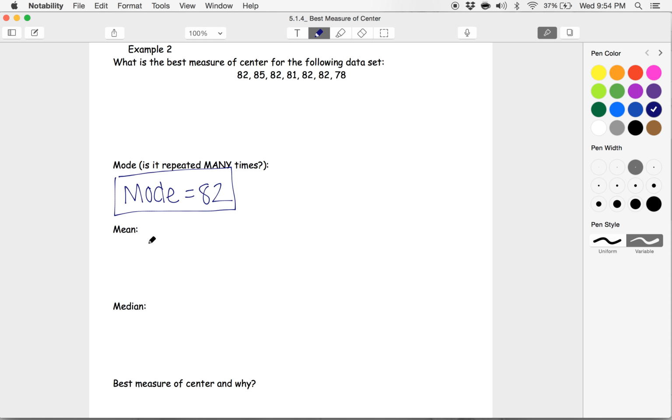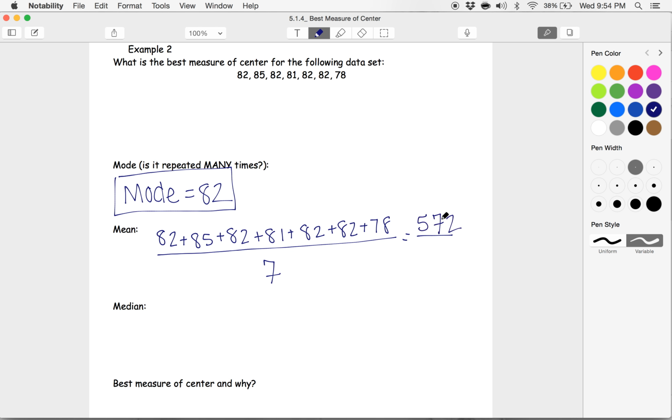Next, I need to look up the mean. To do the mean, I have to add all of the values. I'm finding the sum of the data sets. And then I divide that by how many data points? 1, 2, 3, 4, 5, 6, 7 by 7. Okay, I'm going to find the sum of my numerator. 82 plus 85 plus 82 plus 81 plus 82 plus 82 again plus 78. Looks like I'm getting 572 divided by 7.